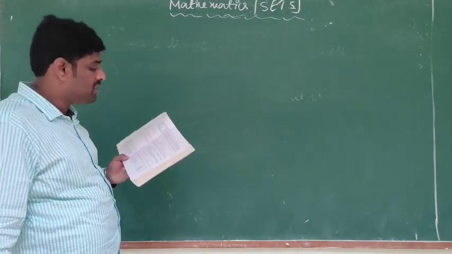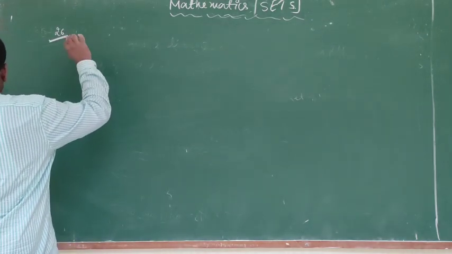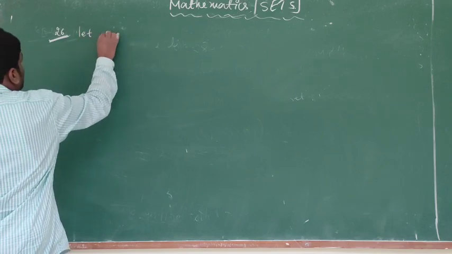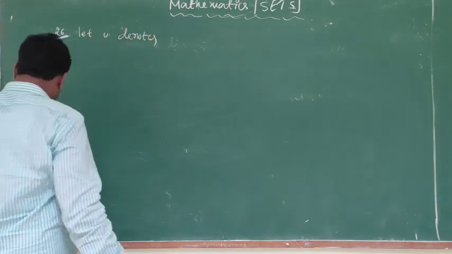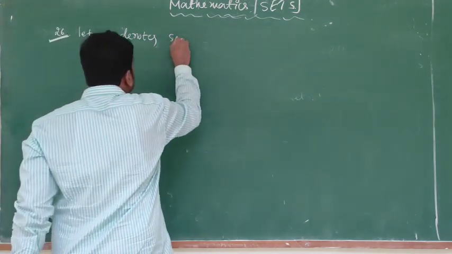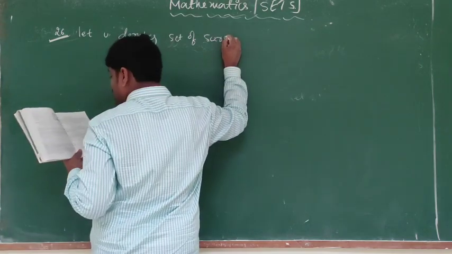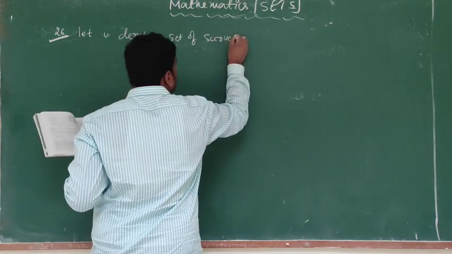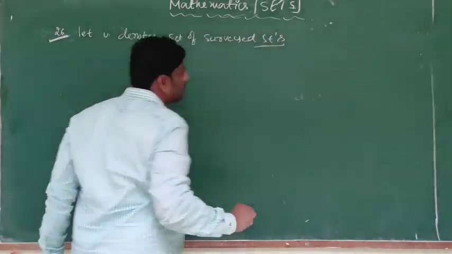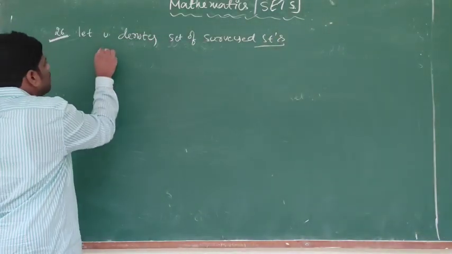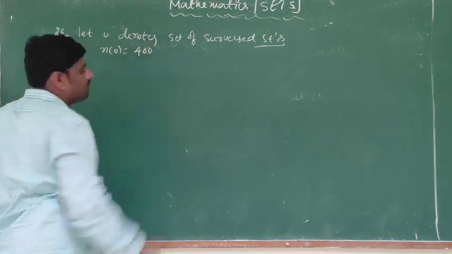Here in a school strength is 400, that is U. Let U denote the set of surveyed students. That is, n of U is equal to 400.